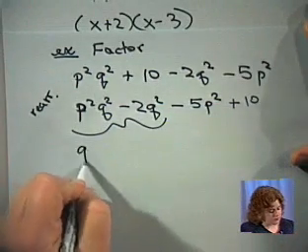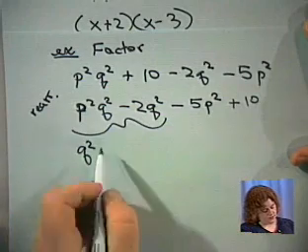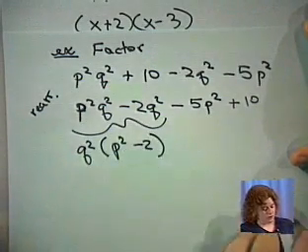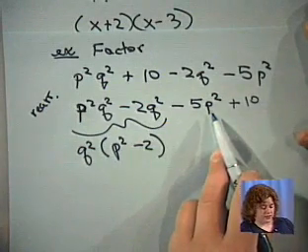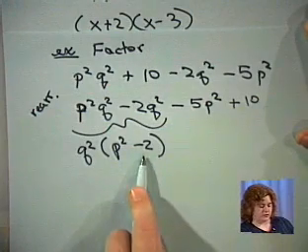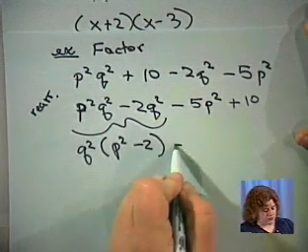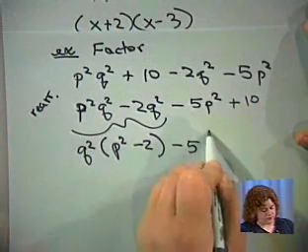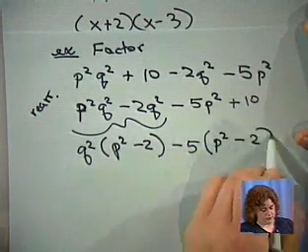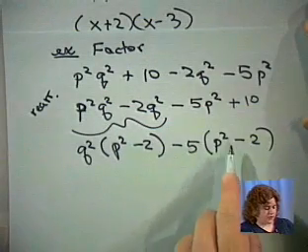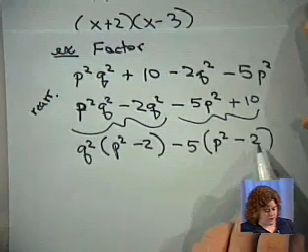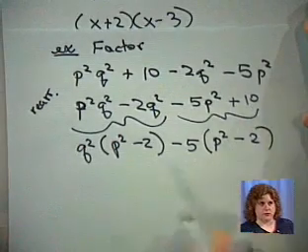I can take out a q squared, and I'm left with p squared minus 2. Here, again, I've got that negative sign issue. I'd really like to have a positive inside, so let me pull out a negative 5 times, well, now that's going to be p squared minus 2. Checking back, negative 5p squared, got it? And negative 5 times negative 2 is a positive 10, so my signs are right.